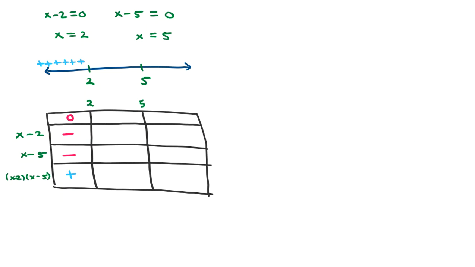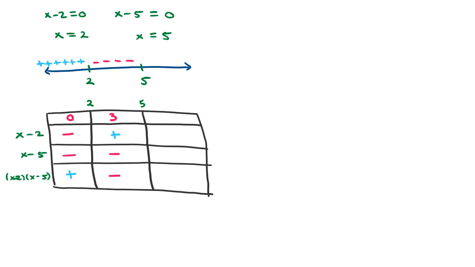Let's move on to pick a value between 2 and 5. I'm thinking about 3, so I'm going to plug 3 into each factor. If we plug 3 into x minus 2, we get a positive 1, which is a positive number. If we plug 3 into x minus 5, that gives us negative 2, which is a negative number. Now what happens if we multiply a positive by a negative? We get a negative. So any value between 2 and 5 that we plug in for x into our polynomial is going to make it negative. I'll indicate that region by a bunch of minus signs.